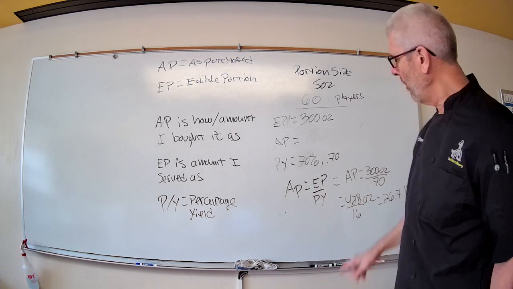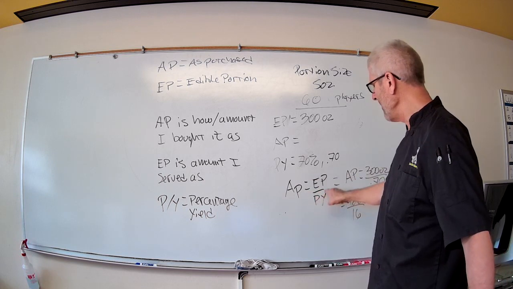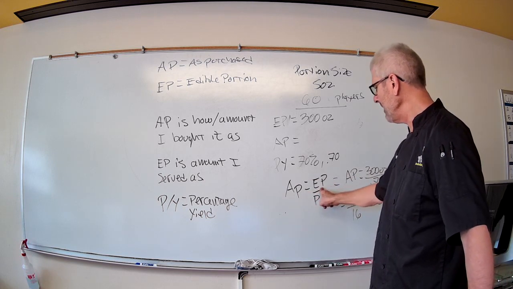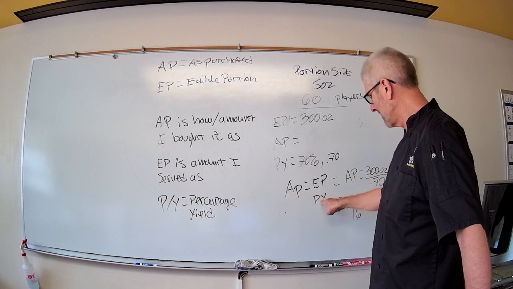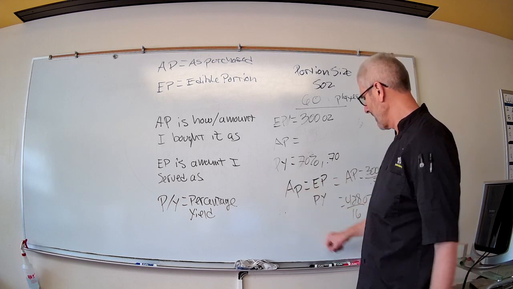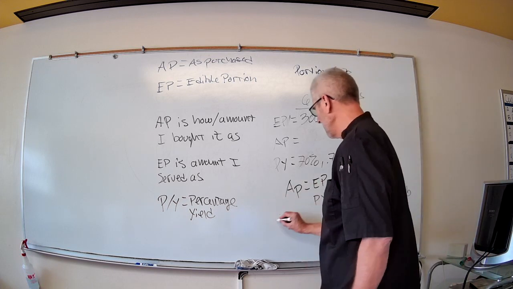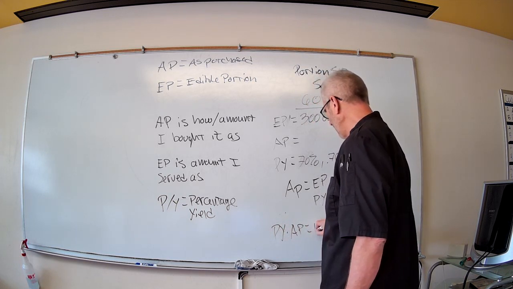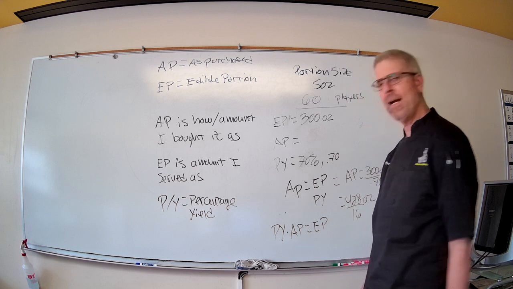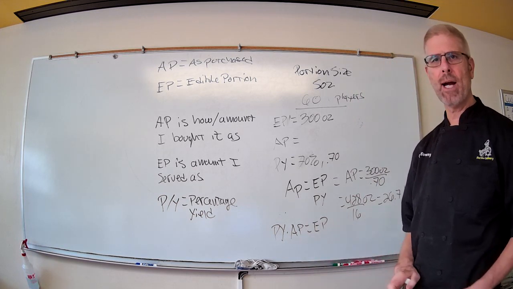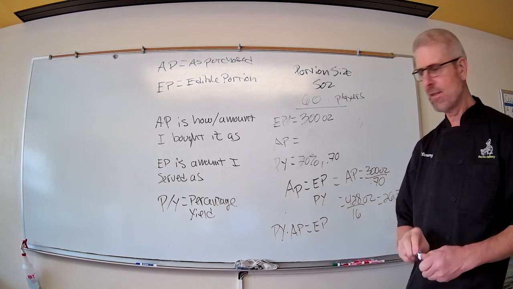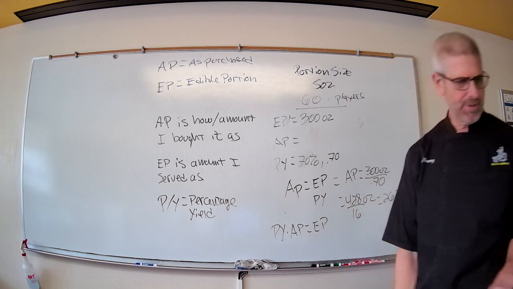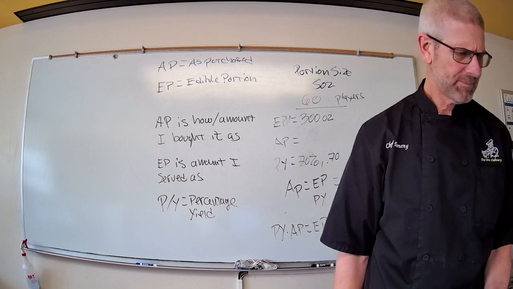Okay. And you can go back and forth here too. Obviously, if you want to know the EP of something, just multiply on this side, and it becomes PY times AP equals EP, right? You can manipulate the equation. You guys know how to do that. PEMDAS. All the math teachers showed you how to do that, right?